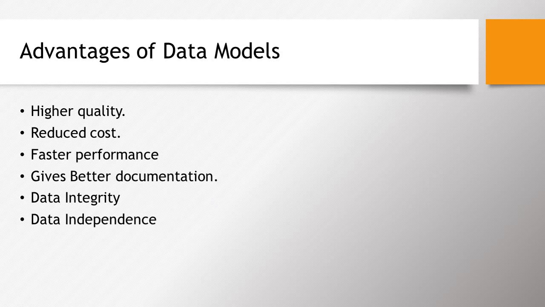So finally we saw the different concepts. First one is data models. What is the definition of data models? Second, what are the types of data models: ER model, relational model, object oriented database model, and other models. And we saw about the applications of data models, and finally the advantages of data models.